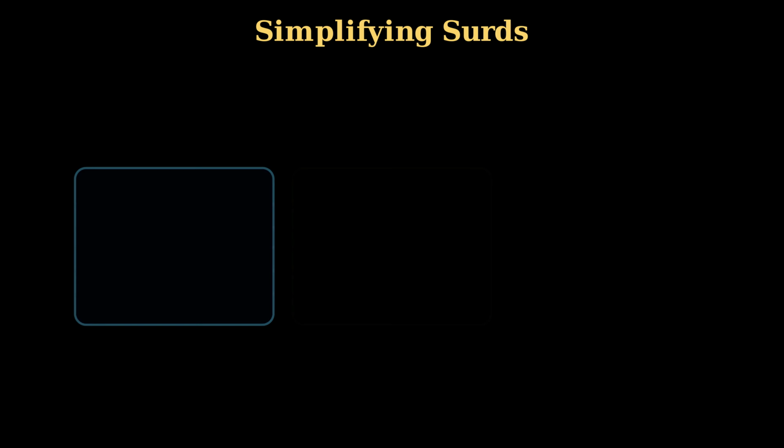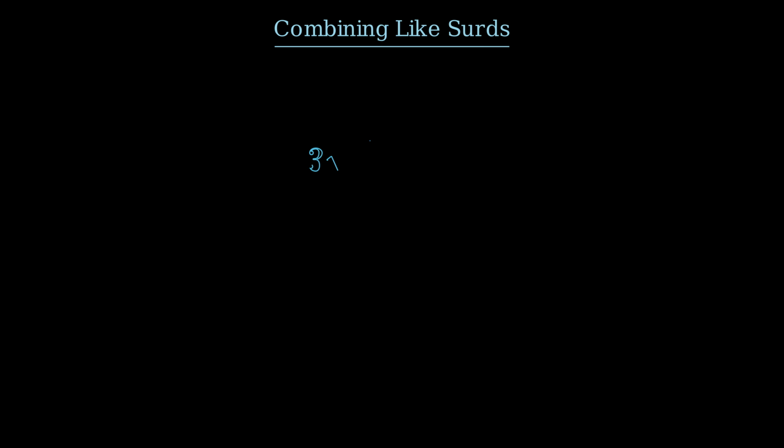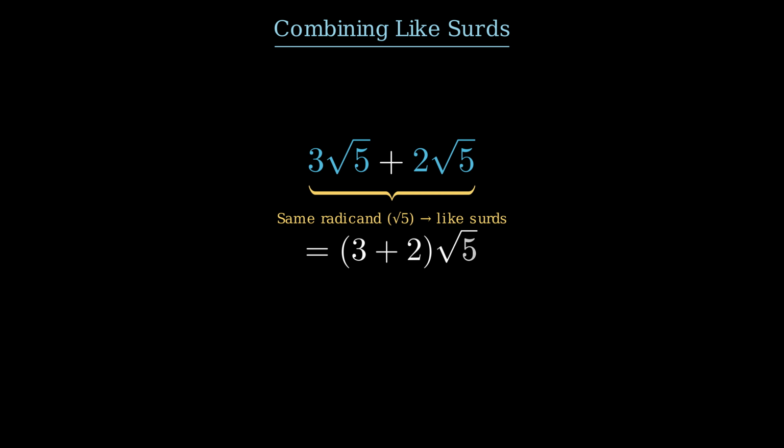Simplifying surds makes expressions cleaner and easier to work with. There are three key techniques: combining like surds, splitting surds, and simplifying nested radicals. First, combining like surds. These are surds with the same radicand, just like combining like terms in algebra.